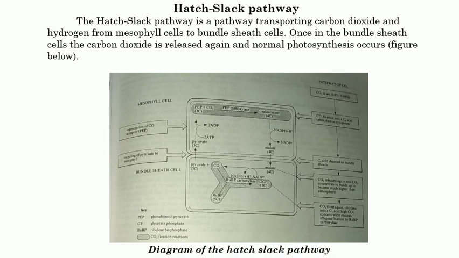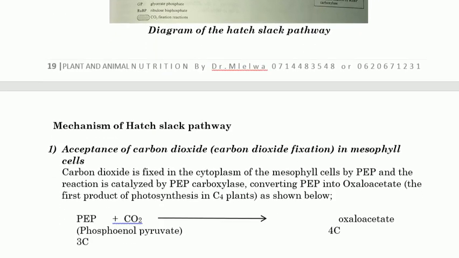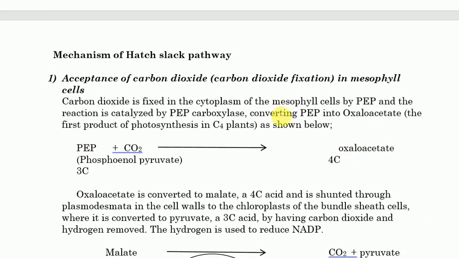All of these factors, the advantages and disadvantages of these types of photosynthesis, will be discussed later. So now let's see the mechanism of the Hatch-Slack pathway. The first stage is acceptance of carbon dioxide, or carbon dioxide fixation in the mesophyll cell. Carbon dioxide is fixed in the cytoplasm of the mesophyll cell by PEP, and the reaction is catalyzed by PEP carboxylase. I didn't write it here, but here we need the PEP carboxylase enzyme. Here you may write PEP carboxylase.